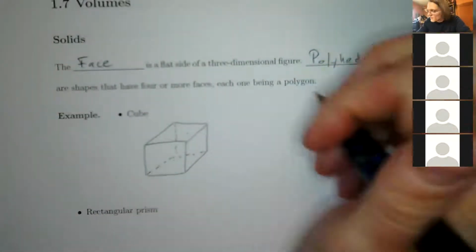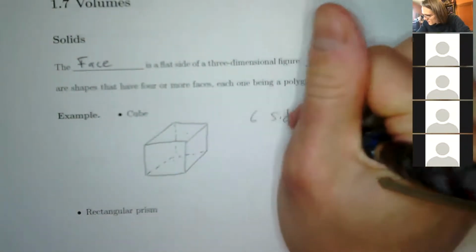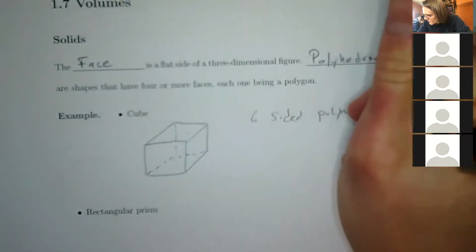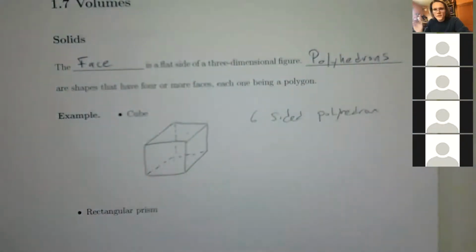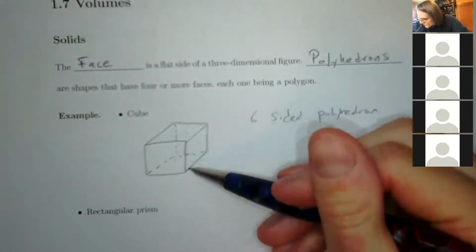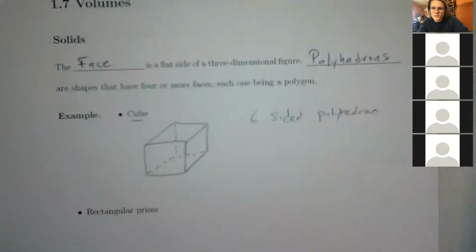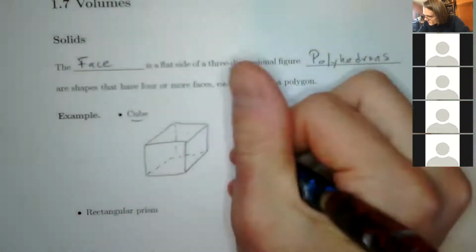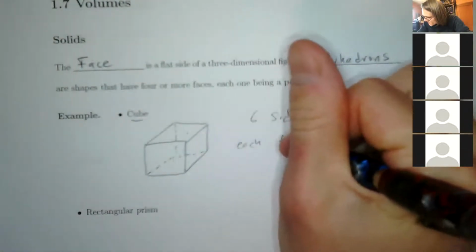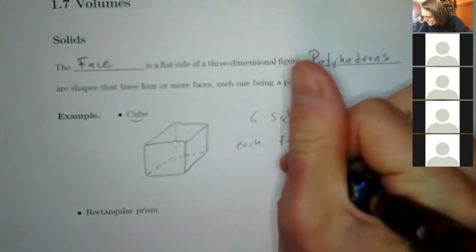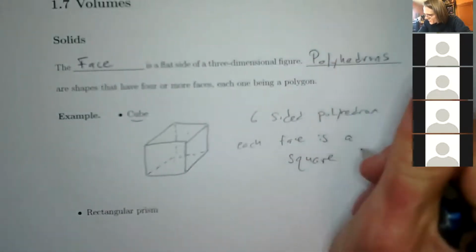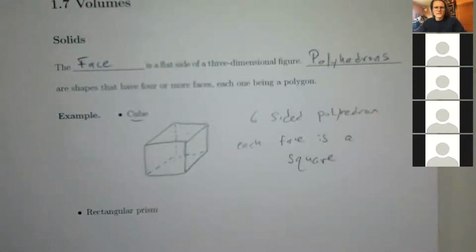So a cube is a six-sided polyhedron. It's kind of a mouthful. So it's a six-sided polyhedron. And each face is one of these rectangles, or I guess it's a cube, so it's a square. Each face is a square. Right. Can you visualize that?